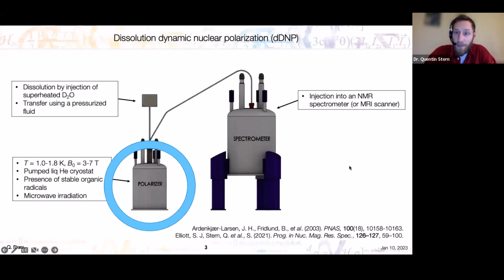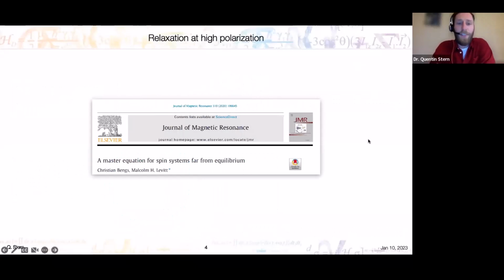Now we'll be talking mainly about relaxation at low temperature, and this is closely related to what Christian Bengs and Malcolm Levitt have published a few years ago. So the fact that relaxation cannot be explained well using Redfield theory when highly polarized. So to treat them properly, you need so-called Lindblad theory. Luckily, in our case, we'll be in a situation where we can circumvent this complex theory using a simple model.